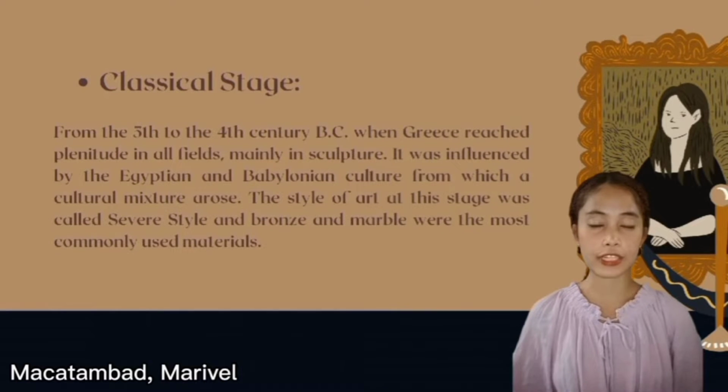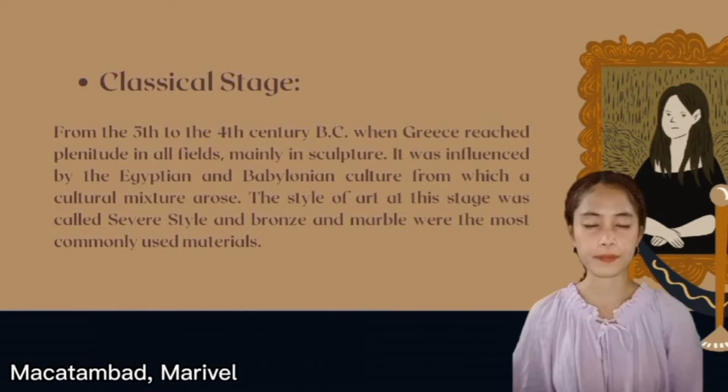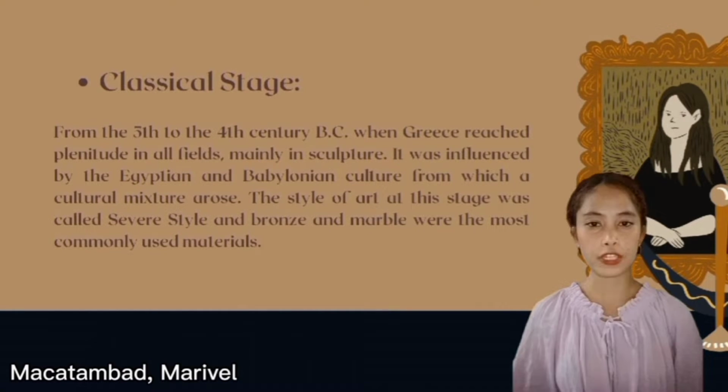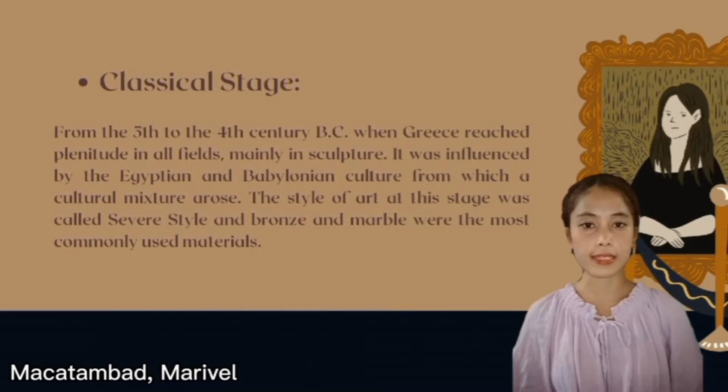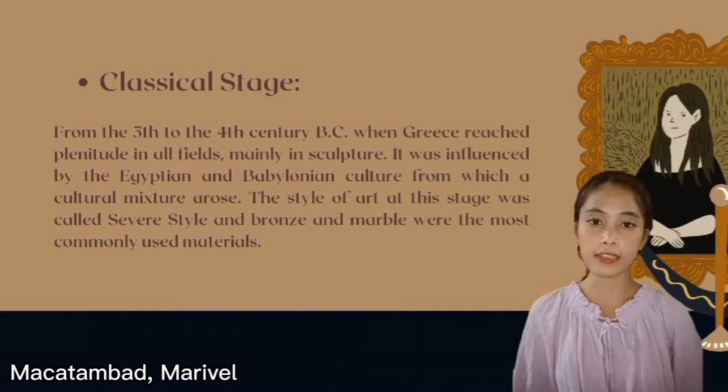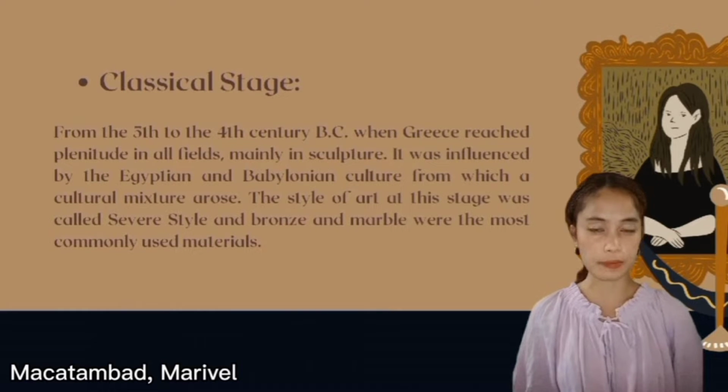The third stage is the classical stage, from the 5th to the 4th century BC, when Greece reached plenitude in all fields, mainly in sculpture. It was influenced by the Egyptian and Babylonian culture, from which a cultural mixture arose. The style of art at this stage was called severe style, and bronze and marble were the most commonly used materials.